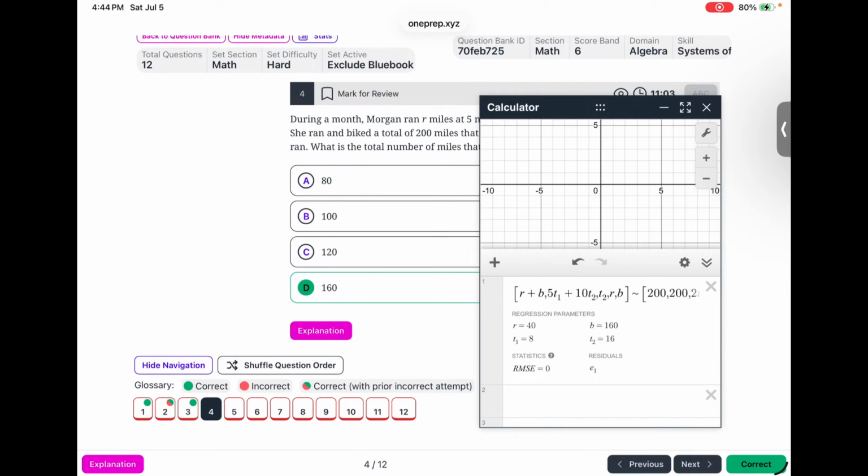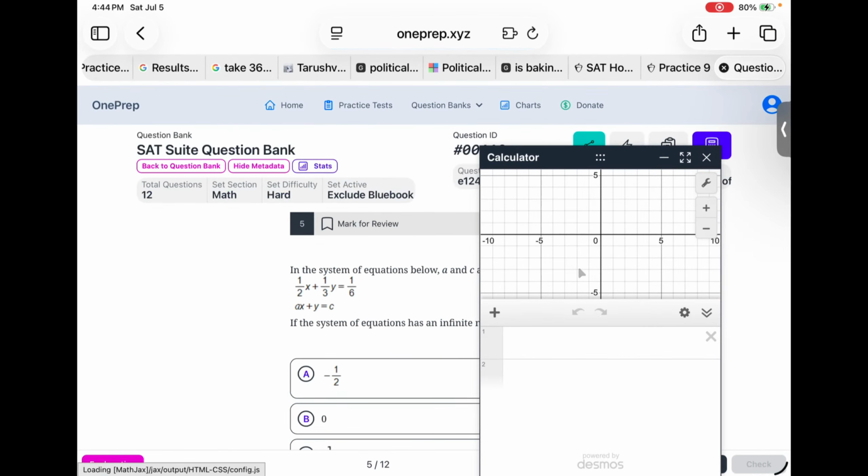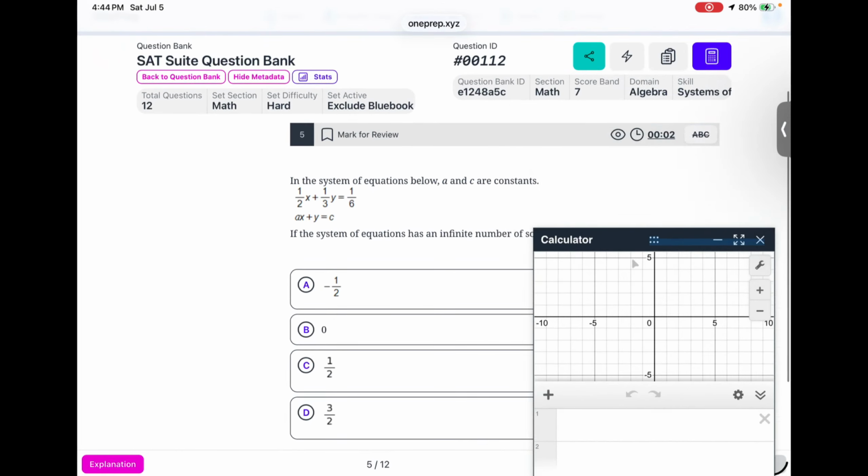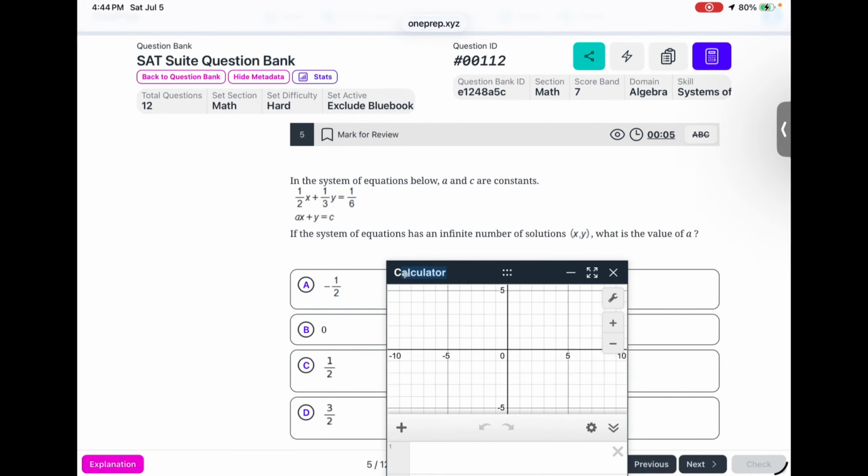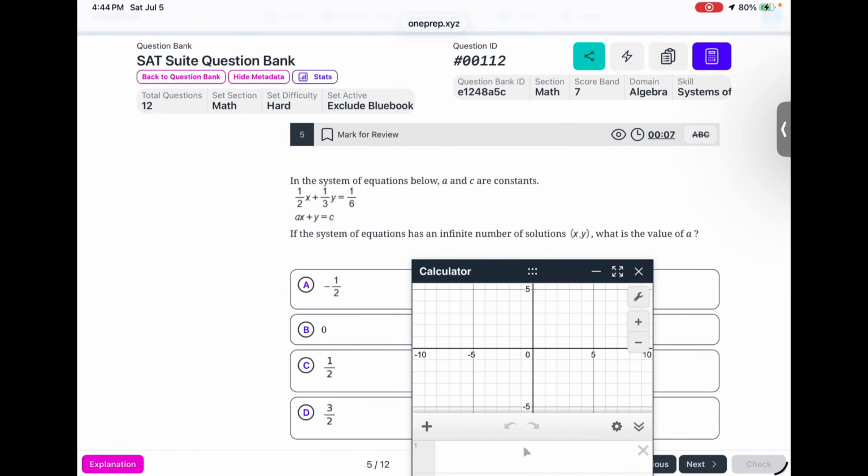Let's get back to this right here. So, okay, let's try the next regression problem. If the system of equations has an infinite number of solutions, what's the value of A? So this is gonna be another slider one.